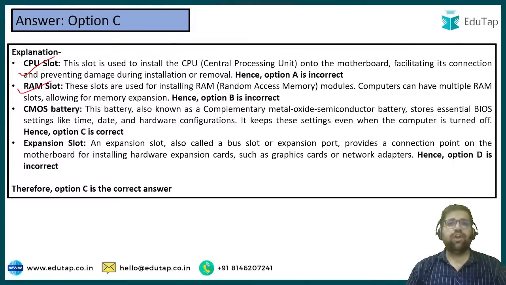Then you have your RAM slot. Now, RAM and ROM we will have a discussion later. But on RAM slot, you will have what? RAM of the computer. RAM is a kind of a primary memory. Remember this. Then you have your CMOS battery. Now, what is the full form of CMOS? Complementary metal oxide semiconductor battery.